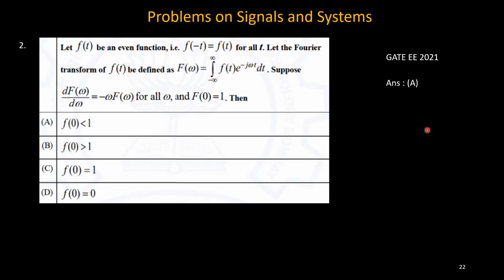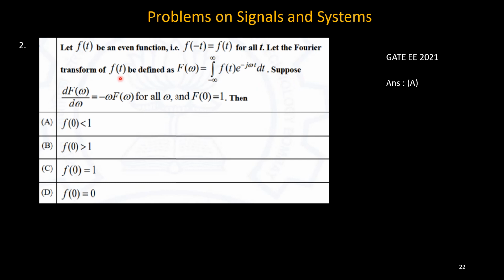The next problem, the second problem, is this one. f(t) is given as an even function, f of minus t equal to f of t for all t. Let the Fourier transform of f(t) be defined as this one. This is the standard Fourier transform. F(omega) equals the integration of f(t) times e to the power minus j omega t dt for the range minus infinity to plus infinity. The standard definition of Fourier transform.